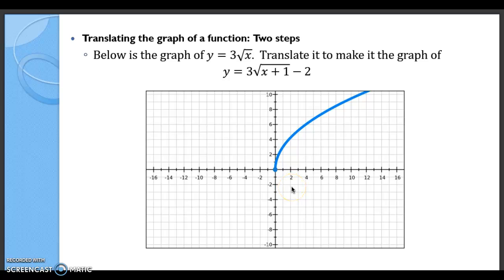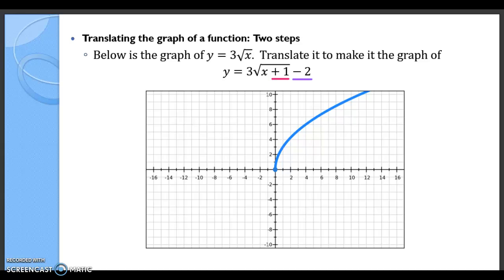Hey everybody, in this video we're going to talk about translating the graph of a function 2 steps. So below we're given the graph of a function y equals 3 square root x, and we want to translate it to make the graph of y equals 3 square root of x plus 1 minus 2. So the plus 1 is going to do something, and the minus 2 is going to do something.